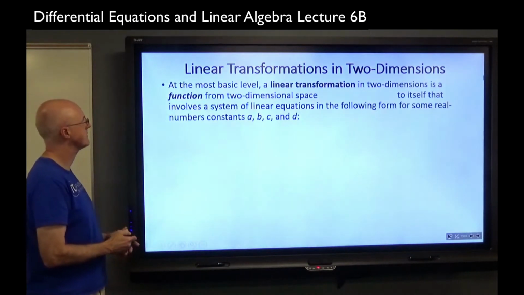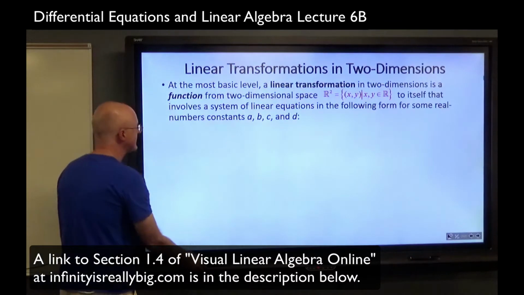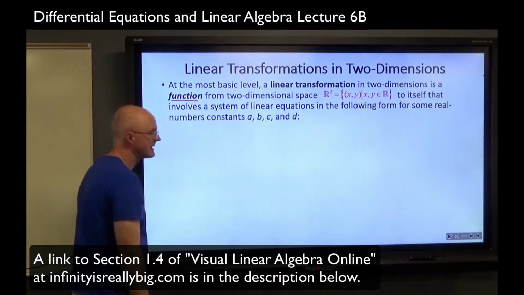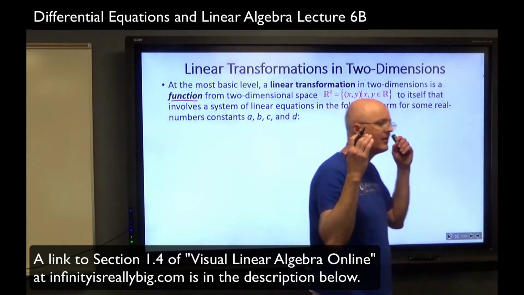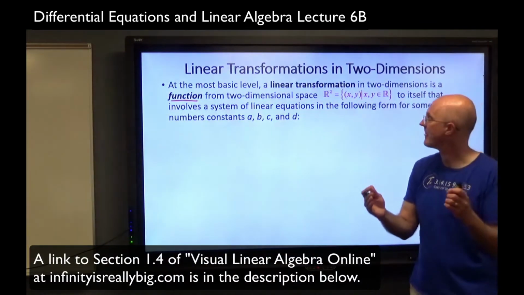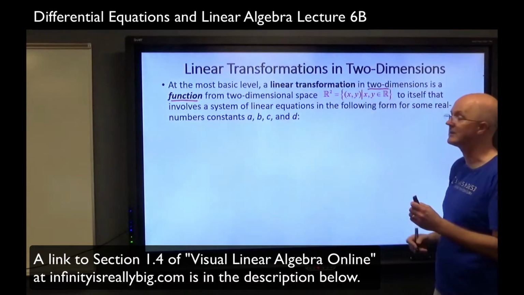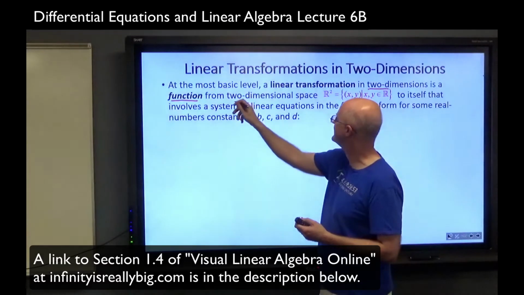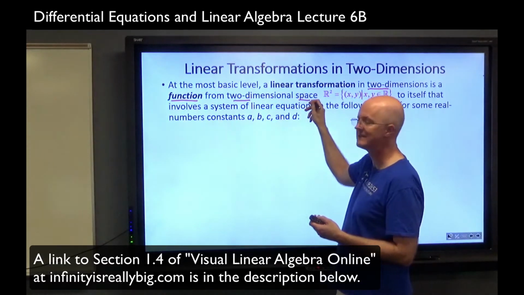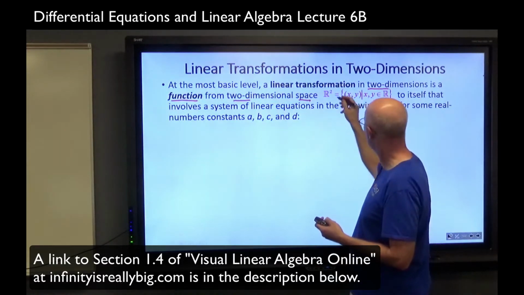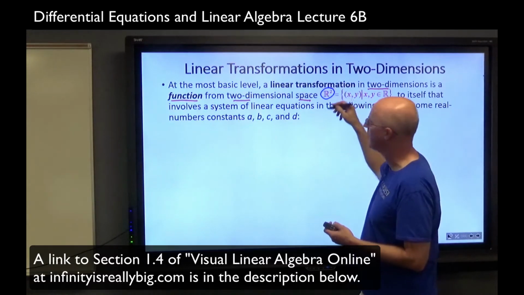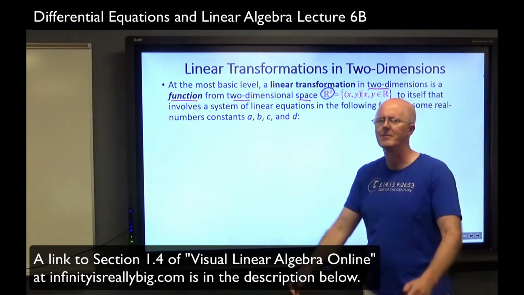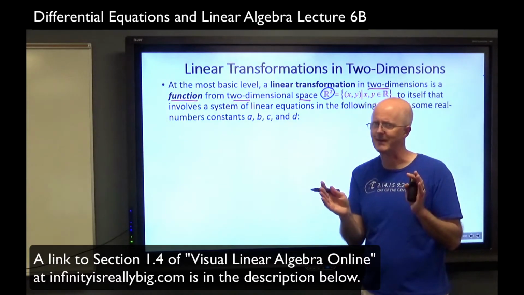What is a linear transformation? Well, at the most basic level, you should realize that it's a function. Okay? Linear transformations are functions. That's the first thing to realize. I'm calling it a 2-dimensional linear transformation. It's a function whose domain is 2-dimensional space, denoted R2. What is that, R squared? No, it's not R squared. It's R2, which is notation for 2-dimensional space.